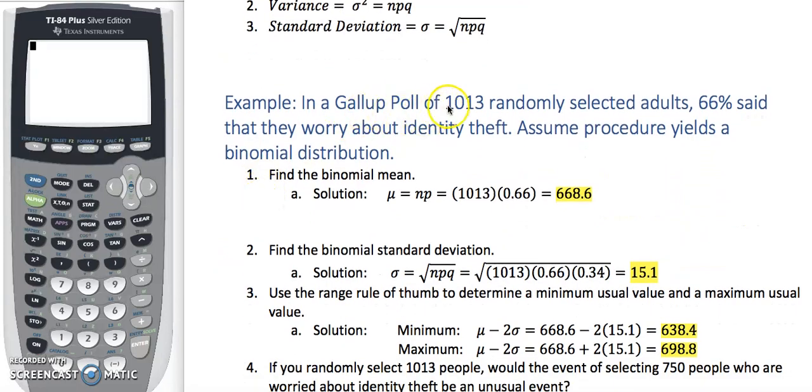In a Gallup poll of 1,013 randomly selected adults, 66% said that they worry about identity theft. Assume a procedure yields a binomial distribution. So the first question, since it's a binomial distribution, we're going to be finding the binomial mean. To find the binomial mean, another word for that is the expected number.